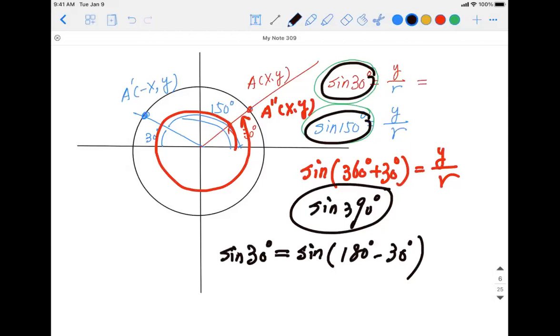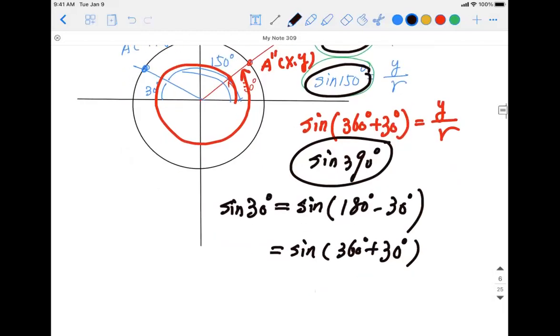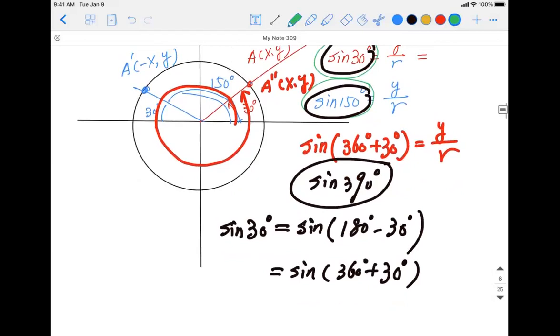This is not magic, right? Also equals sine 360 degrees plus 30 degrees. And you can find out that this does not only work for 30 degrees. If I change the 30 degrees into, I don't know, 40 degrees, 45 degrees, 60 degrees, and so forth, everything will stay the same, right?